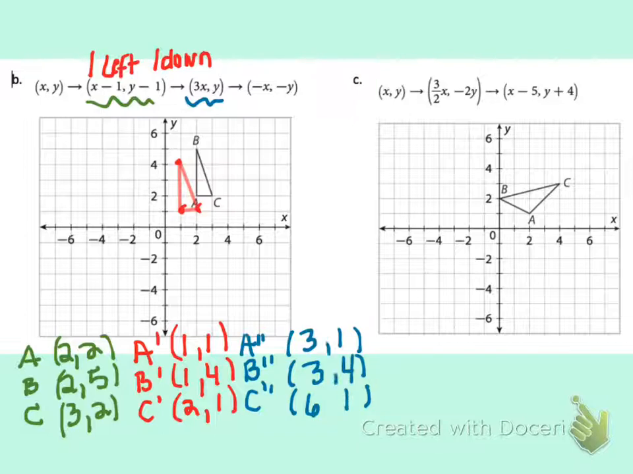And put those coordinates down there. I'll graph that in blue. So 3, 1, over 3 up 1, over 3 up 4, and then over 6 up 1.